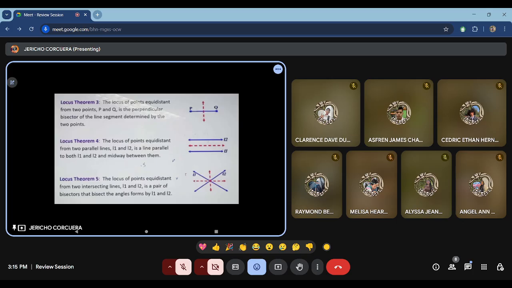You can see that, like the lines, the locus of points is also intersecting lines, and they are bisectors. They bisect the angles formed by lines 1 and 2, meaning they are cutting them into two. Locus of points equidistant from two intersecting lines: as you can see, they have the same measures. Yeah, they're equidistant. Then it's a pair of bisectors.